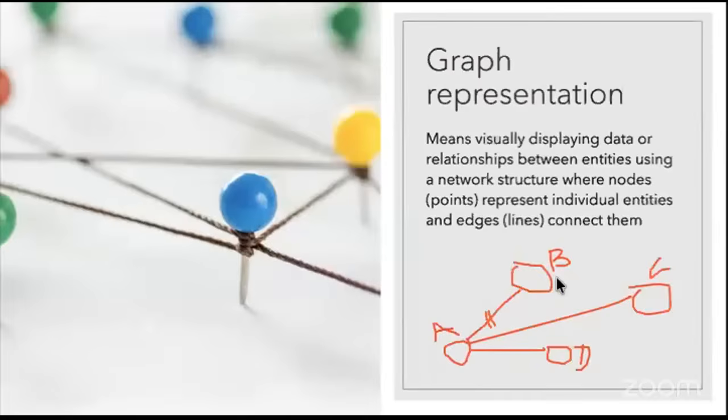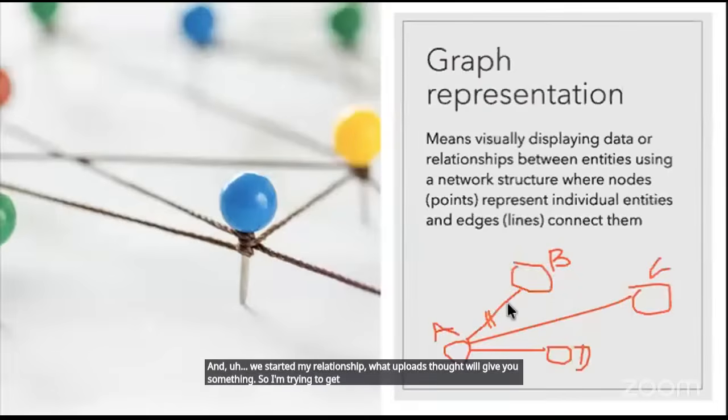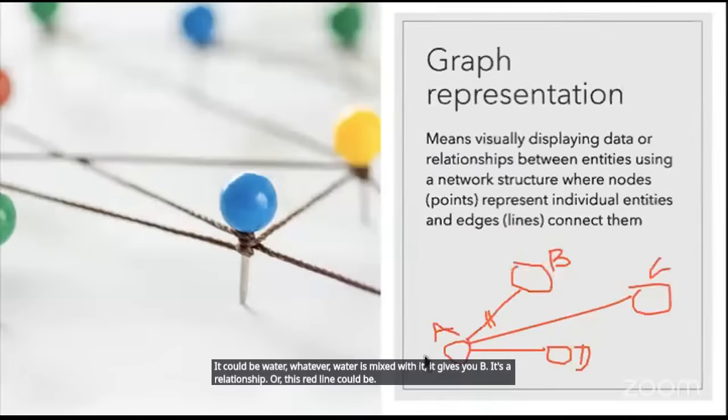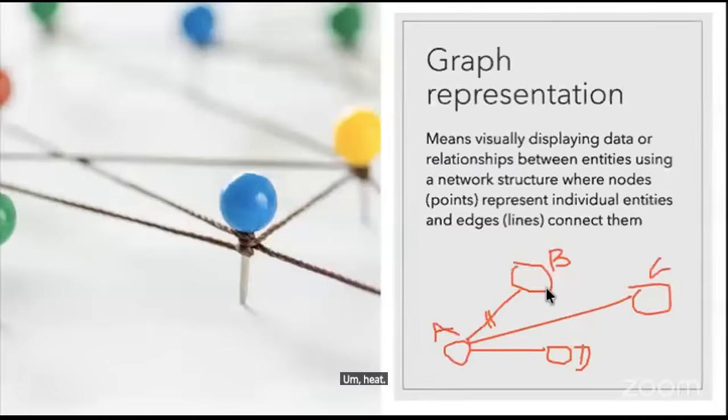I don't know chemistry much. A could be water. And the straight line relationship, water plus what will give you something. So B can be the end product. A could be water, whatever water is mixed with, it gives you B. It's a relationship. Or the straight line could be heat. Now, cold water added with heat will give you hot water. Something like that. So a graph is used to represent relationships between entities.